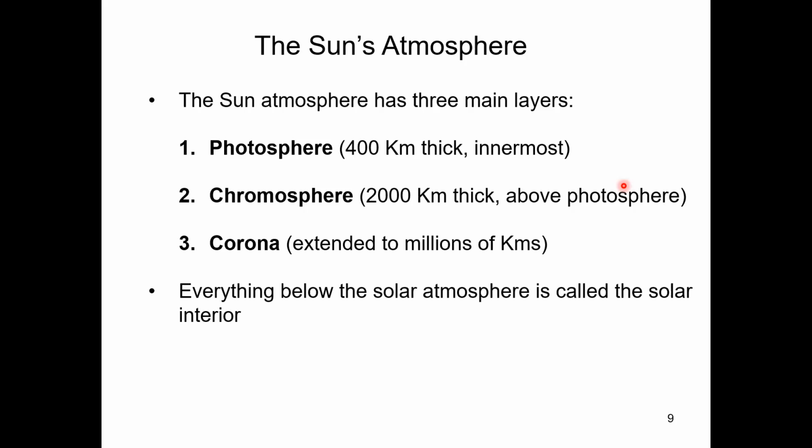After that, you have the chromosphere, big compared with the photosphere. It's about 2000 kilometers thick above the photosphere. After that, it's a very strange thing. There is another part of the sun, we call it corona, but actually there's no upper limit for that.